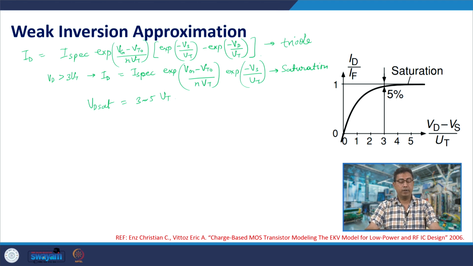So, in this lecture, we have discussed the current in saturation and in linear regime in strong inversion, and in weak inversion we have derived the current and also how it saturates for the value of drain voltage being larger than say 3 times thermal voltage. Thank you.